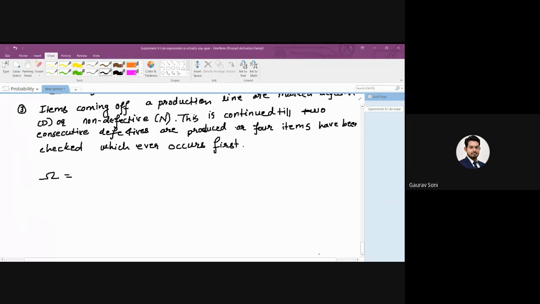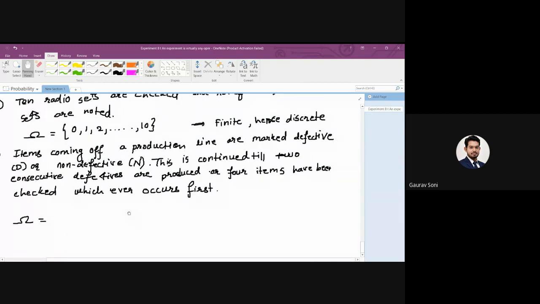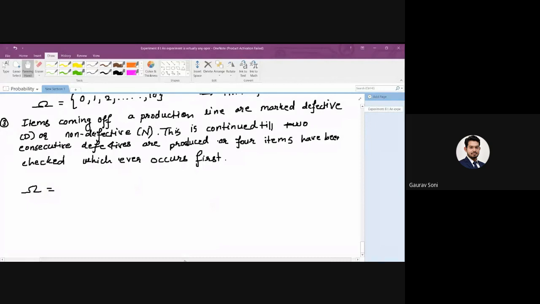Yes. Ved. Akanksha. No one? You cannot write the sample space. How will you find probability?